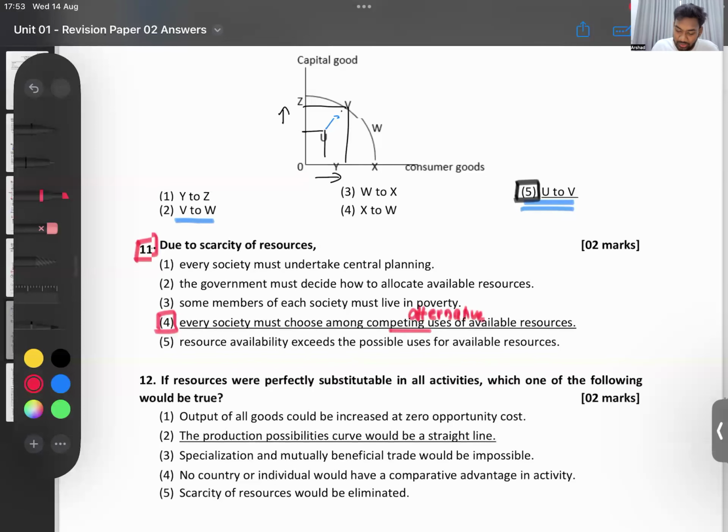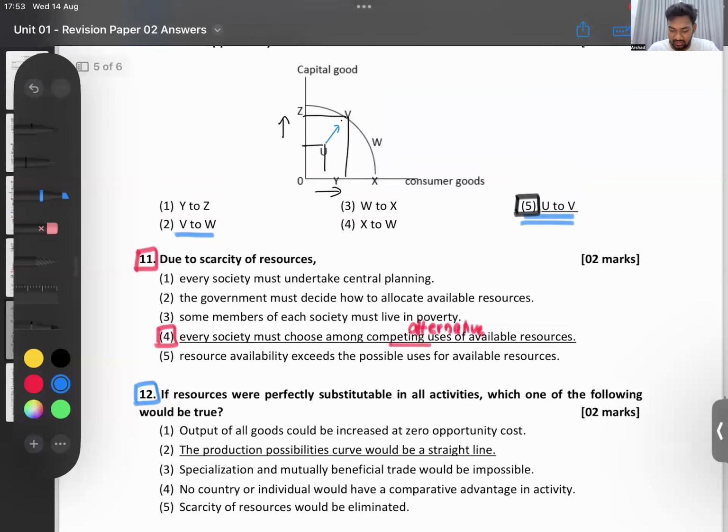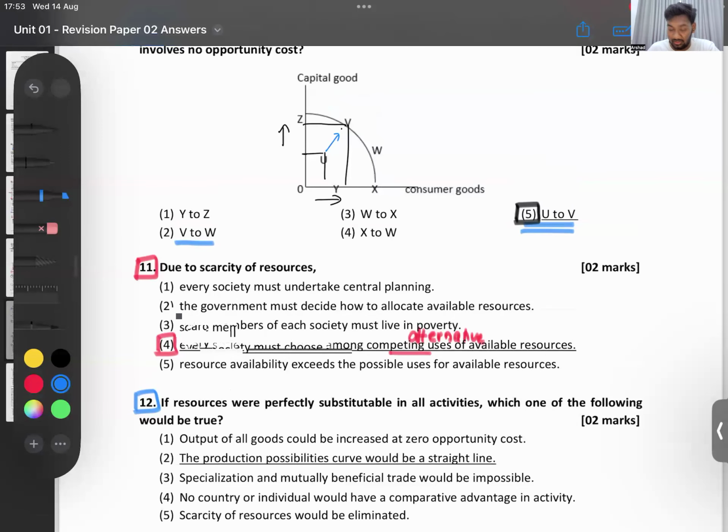Right. Then 12. In question 12, they are saying, is VW also correct? No, VW is not correct. VW, you have to sacrifice them. When you're going from point V to point W, you'll have to sacrifice this. Think, where are you not sacrificing anything? That is where you don't have an opportunity cost. U to W is also correct, yes. So if you're going from a point inside the PPC towards the PPC, that's correct.